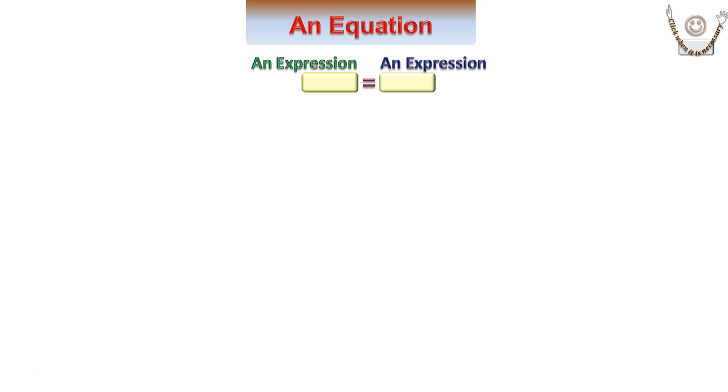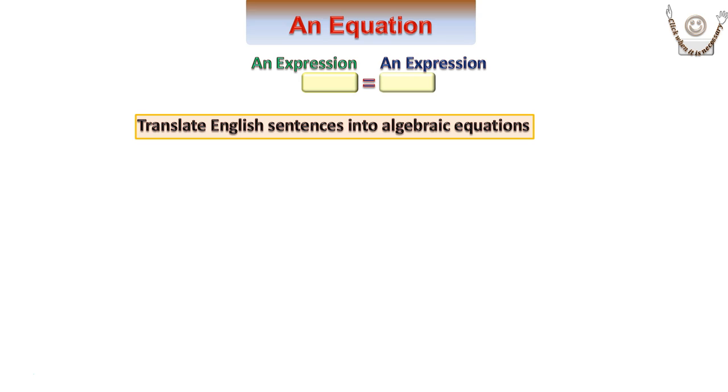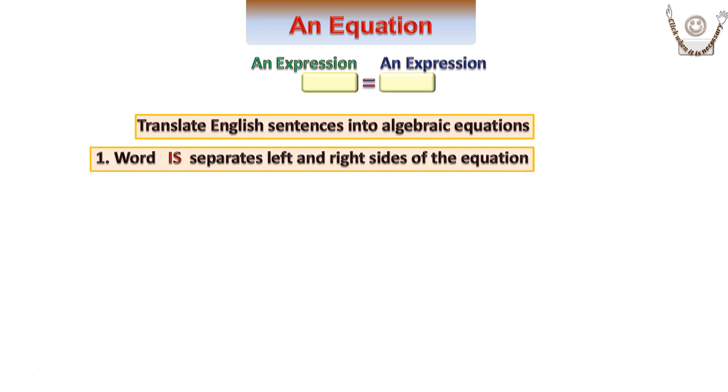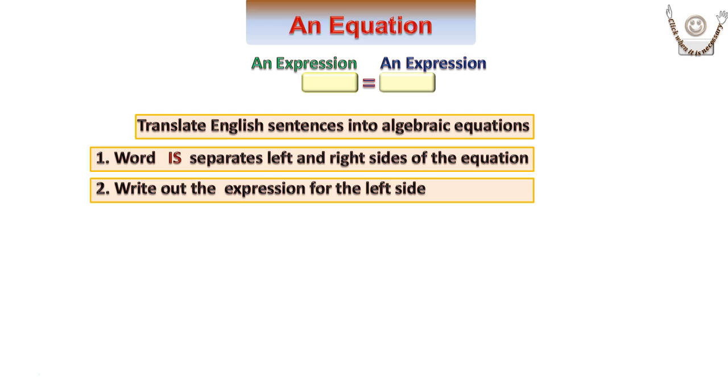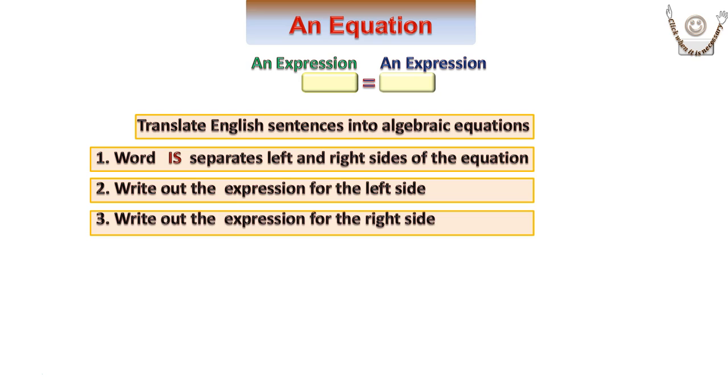An equation, as you remember, has two sides, left side and right side. Those two sides are expressions, and the sign equal. And now we are going to learn several rules for how to translate English sentences into algebraic equations. The word "is" separates the left and right side of the equation, so the word "is" practically represents the symbol equal. Then step number 2, we have to write out the expression for the left side, and step number 3, we have to write out the expression for the right side.